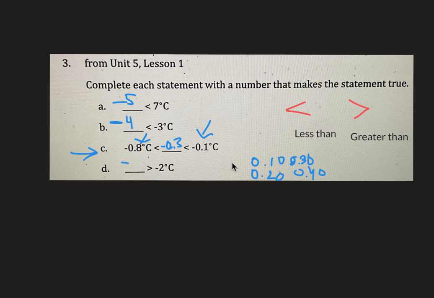And now we need a number that's greater than -2, meaning it's to the right of -2. So it could be -1, it could be 0, it could be 1, any positive number, 2, 3, 4, 5, etc., and so on, would be greater than -2 degrees Celsius.